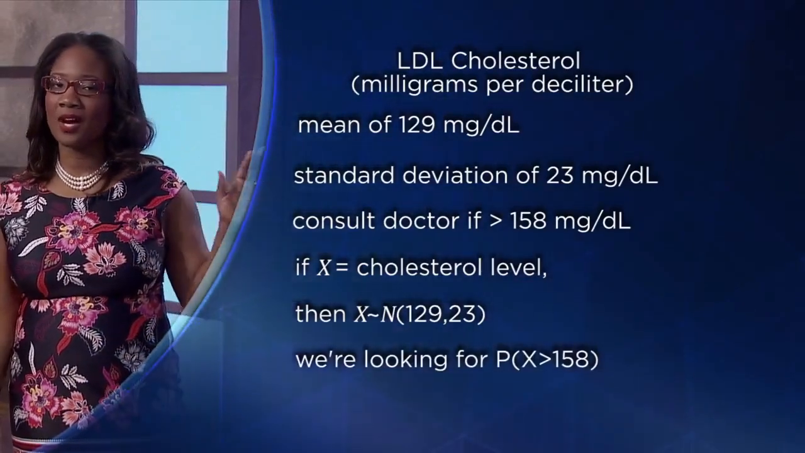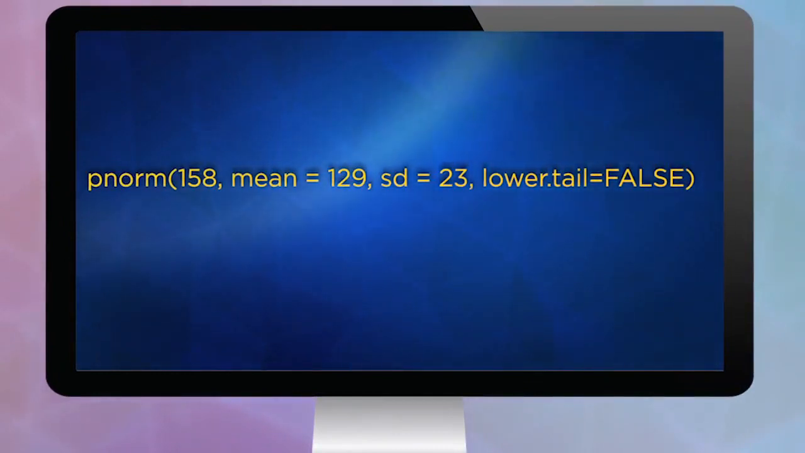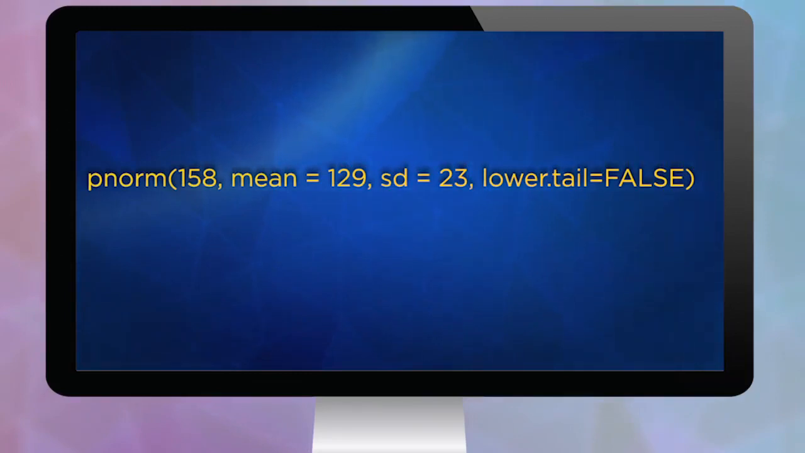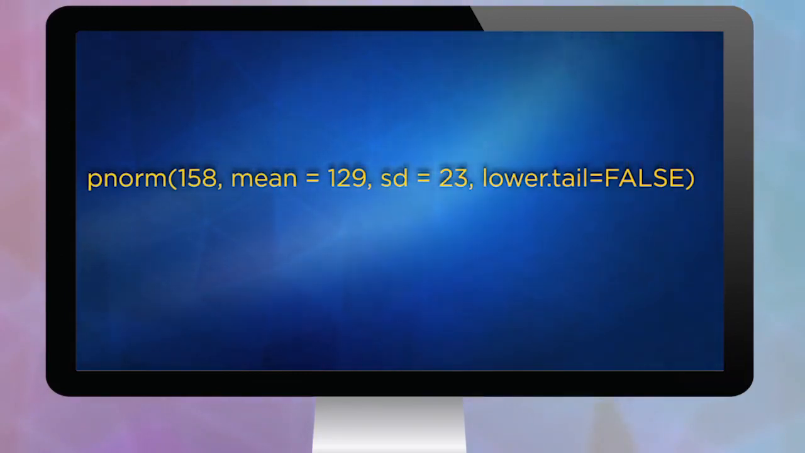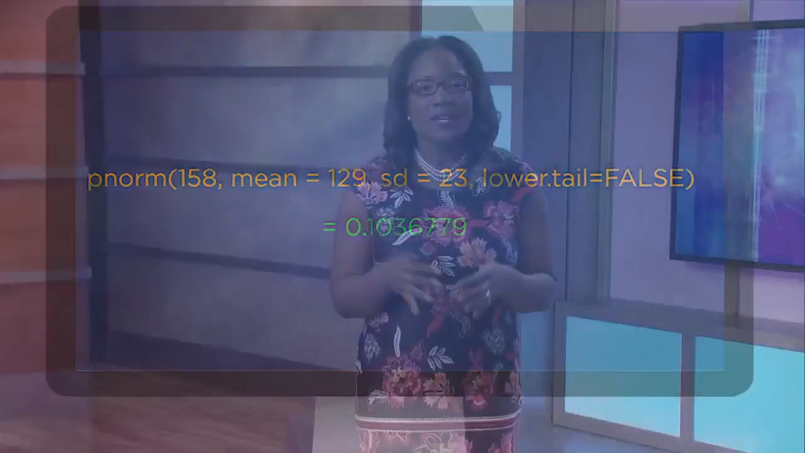Now again, solving this directly in R makes it easy. You don't need a pencil, you don't need paper. You just go to R and type in pnorm of 158. But notice we're not with the standard normal, so we're going to have to specify the mean, 129, and the standard deviation of 23. Notice also we're looking at the probability that X is greater than 158, so we want our lower tail equal to false. This gives us a probability of approximately 10%. So the probability that a randomly selected person is going to need to consult with their doctor is about 10%.